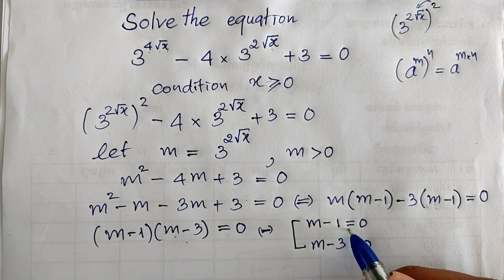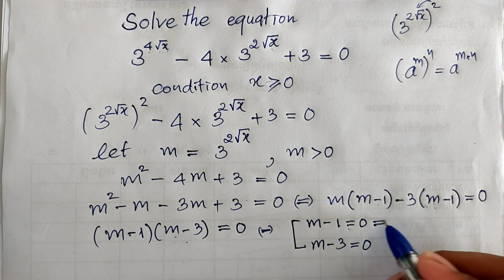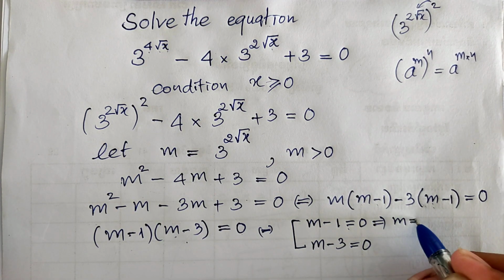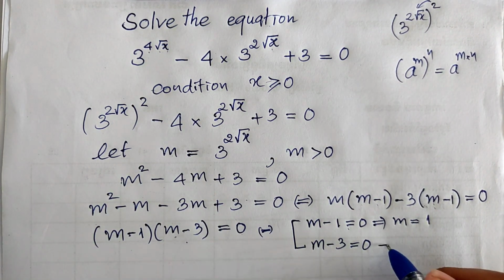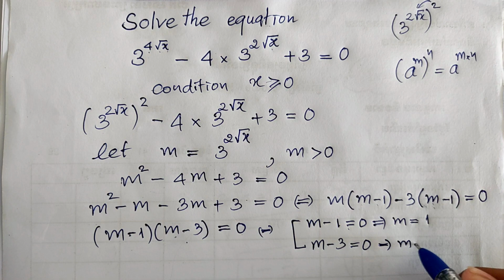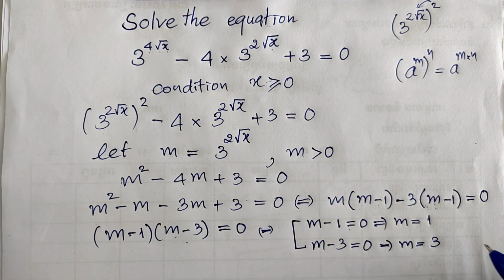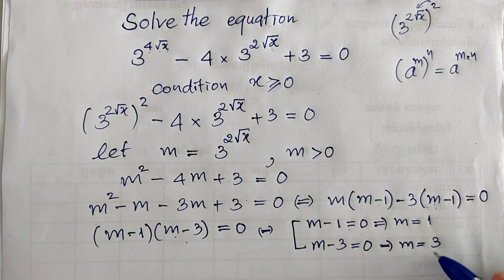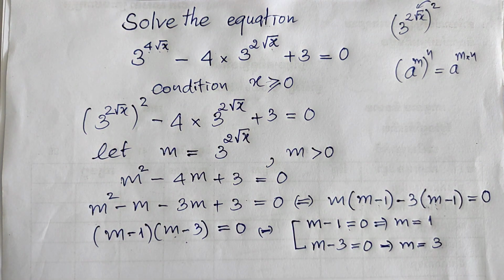And now we can find the values of m. We get m is equal to 1 and m is equal to 3. These are both positive, so m equals 1 is accepted and m equals 3 is also accepted.